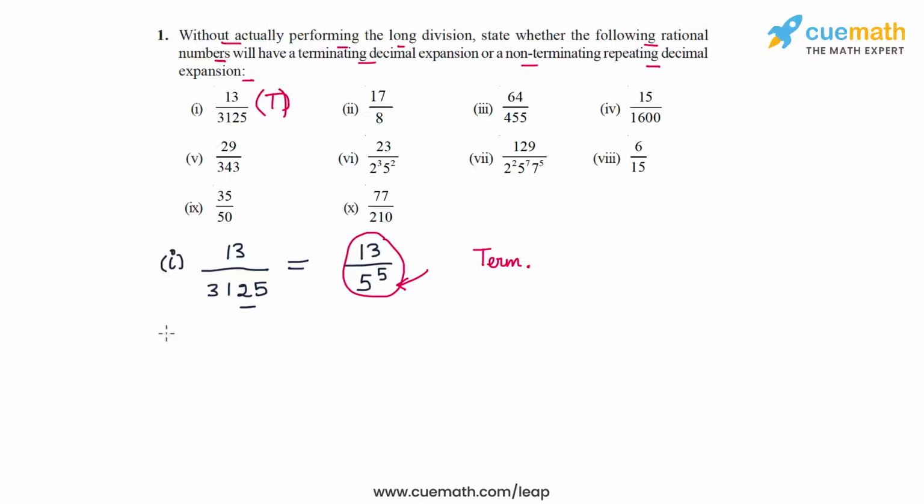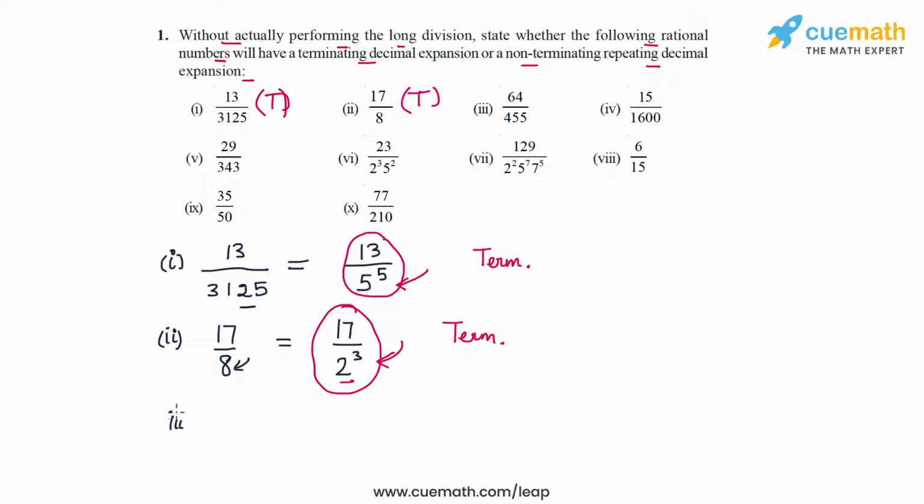Now let's take the second number. The second number is 17 by 8. And if I prime factorize the denominator 8, I can write it as 17 by 2 cube. So here also the denominator in this number, which is 2 cube, has no other prime factors other than 2s and 5s. In fact, it has only 2s in it. So the decimal expansion of this number will also be terminating. So let's write it here as well. So the decimal expansion of 17 by 8 will be terminating. Now let's take the third number. The third number is 64 by 455.